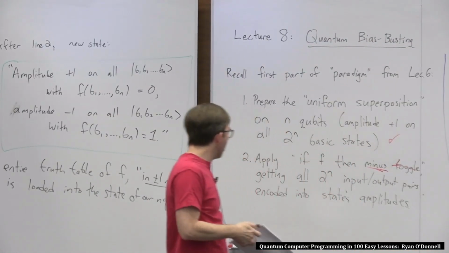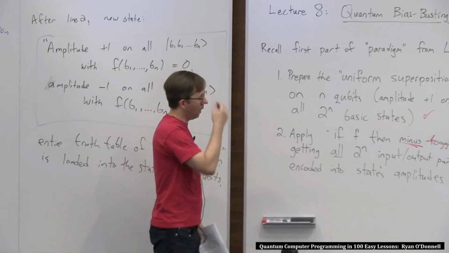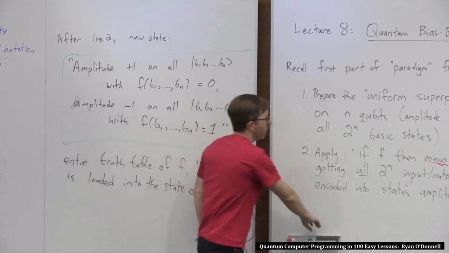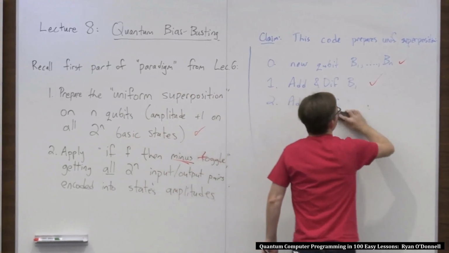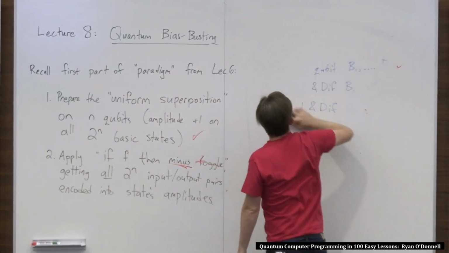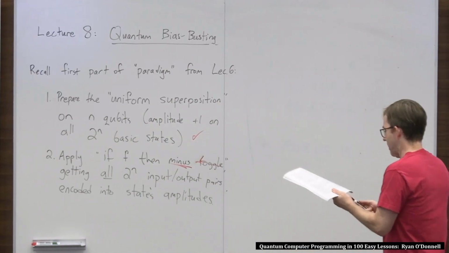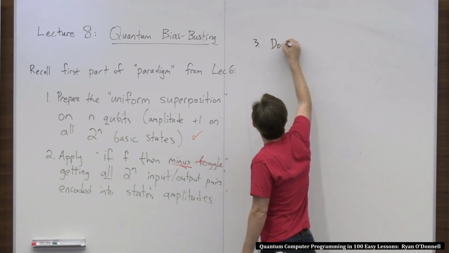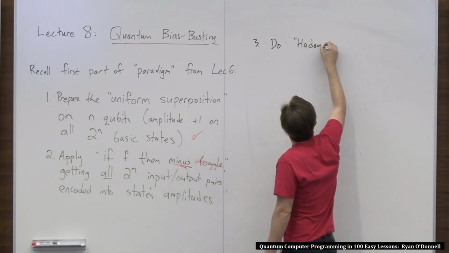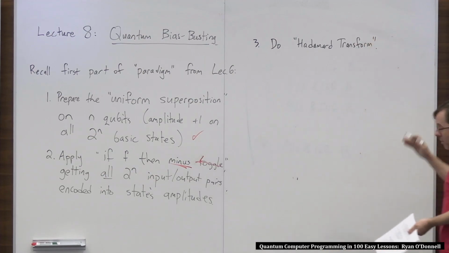So yeah, the next thing we have to do is some operations that will hopefully, I don't know, do some cool cancellations or get some cool stuff out of this superposition. As you may remember, the next step of this paradigm was to do the Hadamard transform, which I'll explain shortly. It's some kind of Fourier transform.